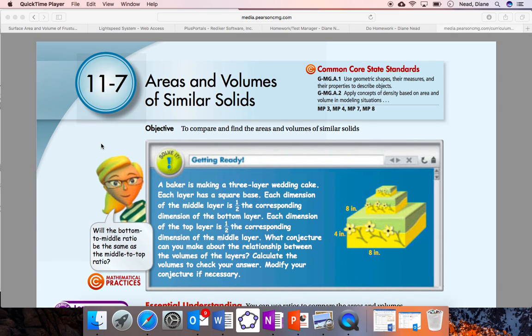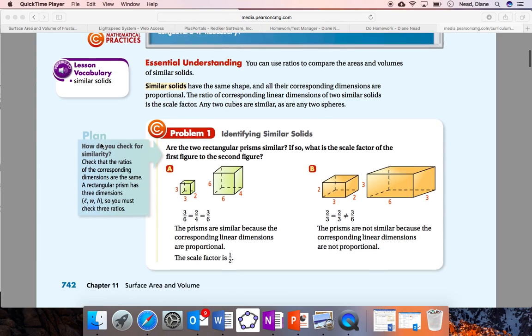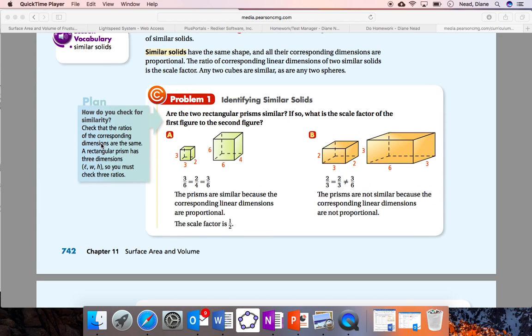Here's a short lesson on 11.7, areas and volumes in similar solids, and we'll do some sample problems at the end. What is a similar solid? Same thing as a similar figure, only in 3 dimensions. They have the same shape and all their corresponding dimensions are proportional.